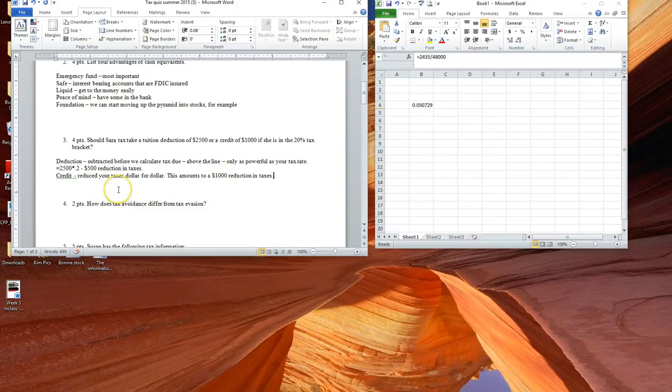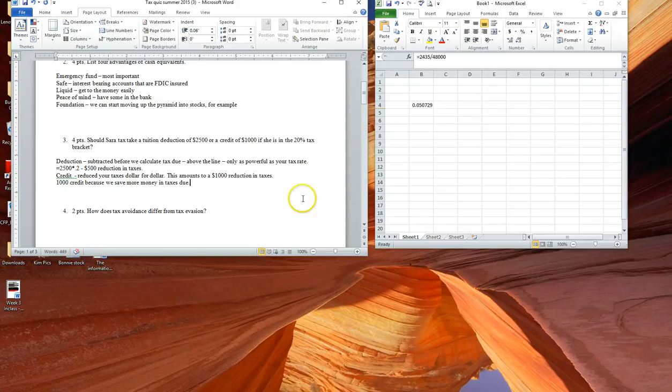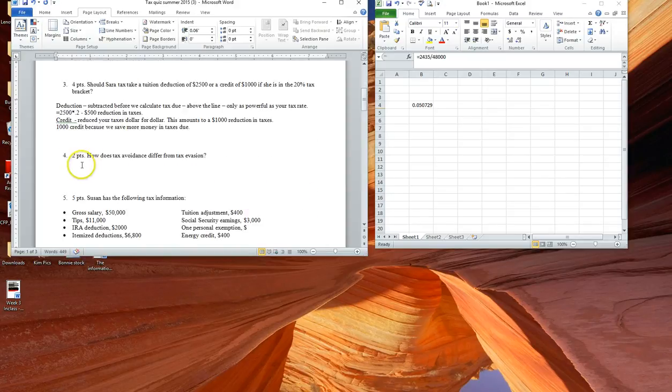So do we want to take a deduction of $500 or a credit of $1,000? Remember, credits are subtracted directly from tax due. Well, I think here that we want to take the $1,000 credit because we save more money in taxes due. Next question, how does tax avoidance differ from tax evasion? Pretty easy question here. Evasion is illegal. And avoidance is legal.